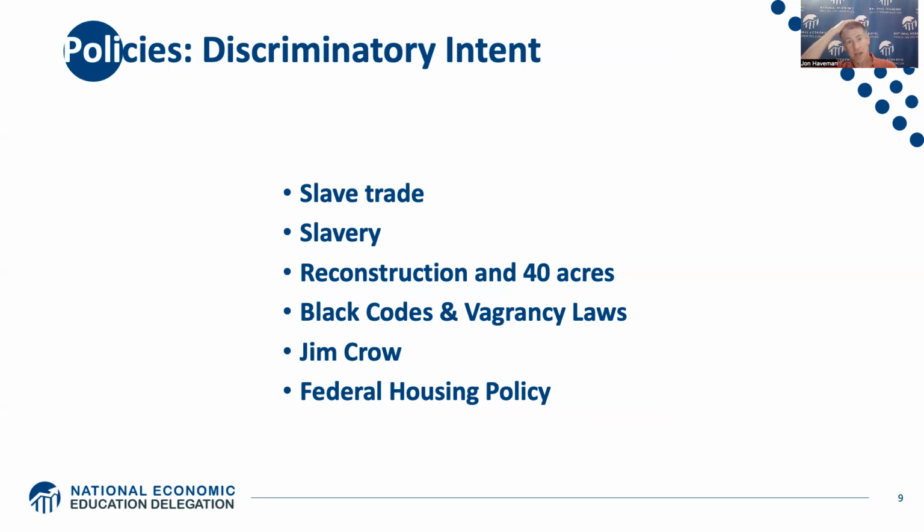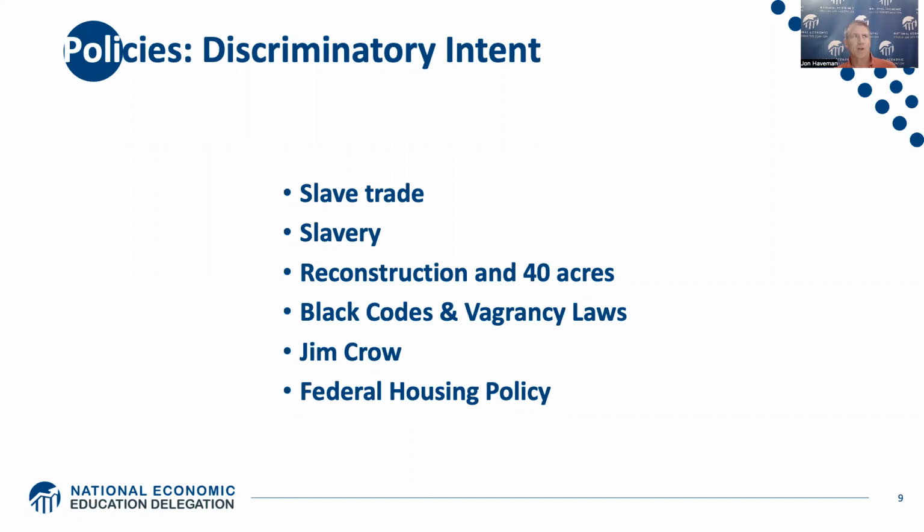I mentioned the slave trade and slavery. Reconstruction was roughly the 10 to 12 year period following the Civil War. We'll talk a little bit more about that. We'll talk about Black codes that came up during Reconstruction and vagrancy laws, Jim Crow and federal housing policy, and how all of these things served to really subjugate freed slaves when slavery was abolished.